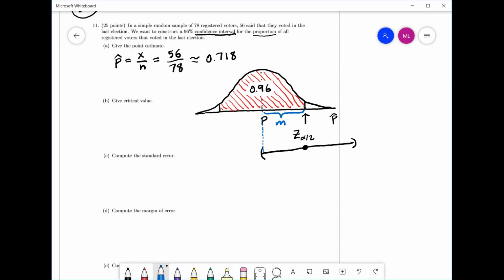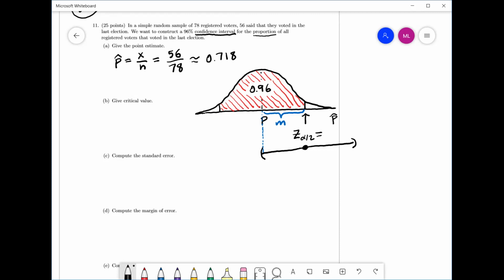If I can figure out what this z-score is, I know the z-score at the center is 0, and I can figure out the length of m in terms of a z-score. And then we'll just use the standard error from part C to convert from z-score back to the units of proportion that we're trying to actually deal with. So that's the idea. I need to figure out in this step this z-score at this boundary.